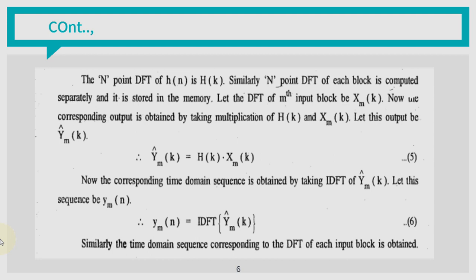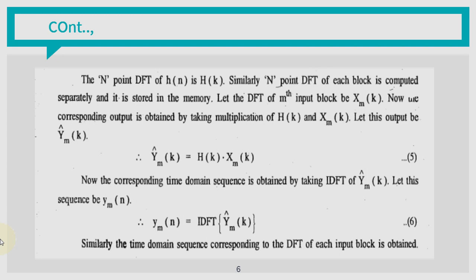Similarly, the N-point DFT of each block can be computed separately and stored in memory. Let the DFT of the mth input block be X_m(k). Now we get the corresponding output by multiplying X_m(k) and H(k), so the output Y(k) is equal to H(k) times X(k). Take the IDFT of Y(k), so you will get y_m(n) equal to the IDFT of Y(k).